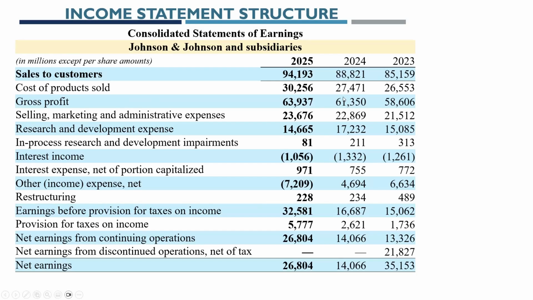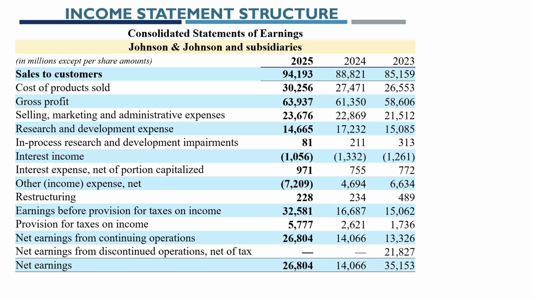So here, Johnson & Johnson, this is for 2025, but they do give us 2024 and 2023. Again, we pay attention to the units, so we notice that this is in millions, except for per share, which we're going to talk about later. What do we have? We have sales to customers as the first line item, and then we have a lot of items. In the balance sheet, we talked about the structure of the balance sheet being predictable in the order of liquidity within assets, liabilities.